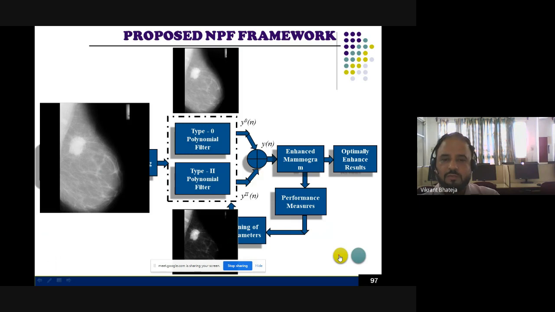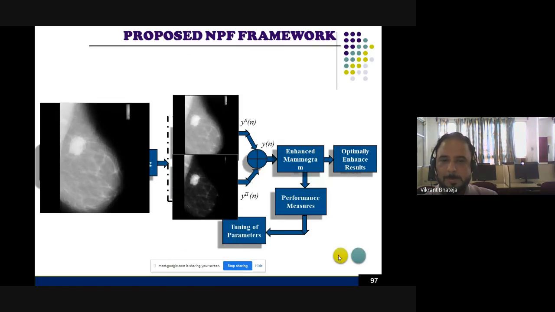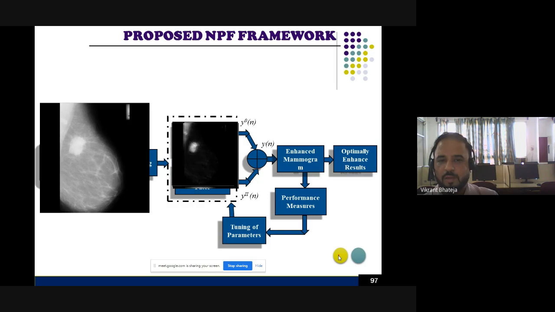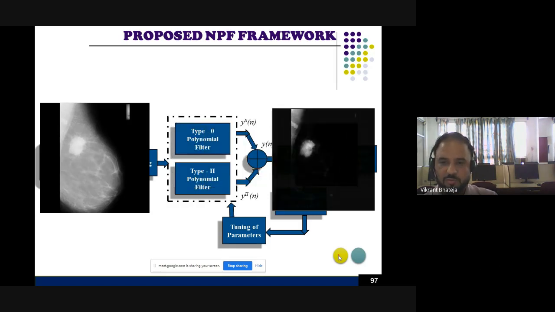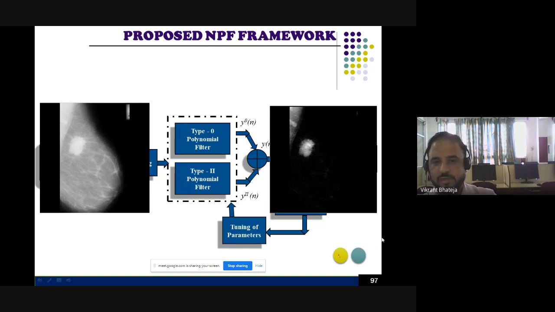So say this is our input image, then this is the response of the type 0 filter, the type 2 filter, and this is how you are getting the response as the combination of these two filters. And so this is ultimately your region of interest, which is very similar to the one which I showed you previously.